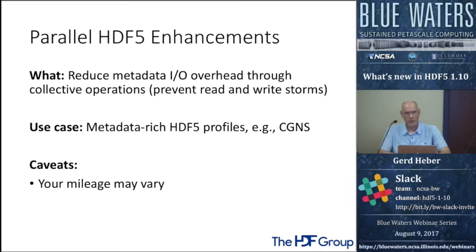So if you have a parallel code and you believe that you are suffering from this problem, the way to find out would be to look at a profile of your I/O using a tool like Darshan, for example, or Tau. Then it might be worth your while just adding one of these API calls that instructs the library to use collective metadata I/O. That might give you a boost in performance.